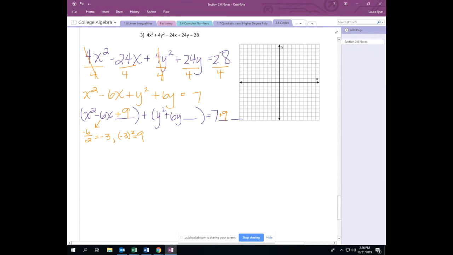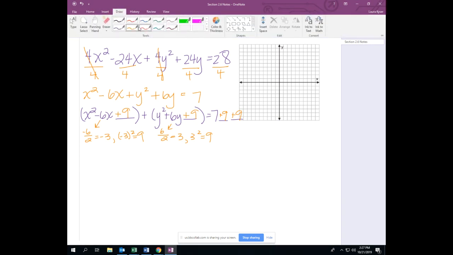Then I'm going to do it again in my second parenthesis. Half of b and square it. Another 9. That doesn't happen all the time. It just happens here, and that's fine. Sometimes it's different values. Sometimes it's the same value. Regardless, it's going to be the appropriate value to create a perfect square trinomial in both of these cases.